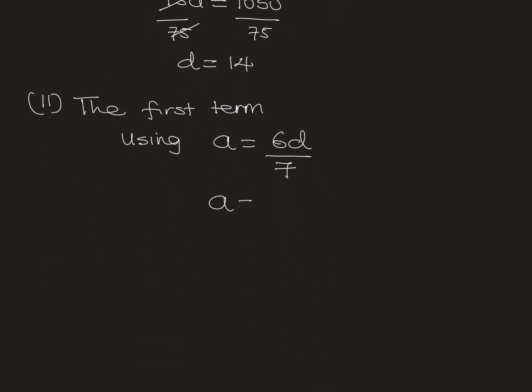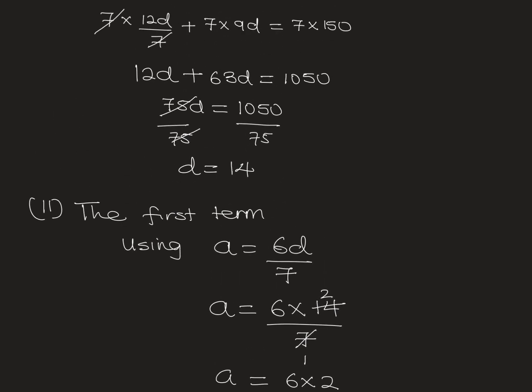So A will be 6 times D, which is 14 over 7. Then 7 goes into 14 two times. So you'll have A equal to 6 times 2, and therefore A is equal to 12. All right.